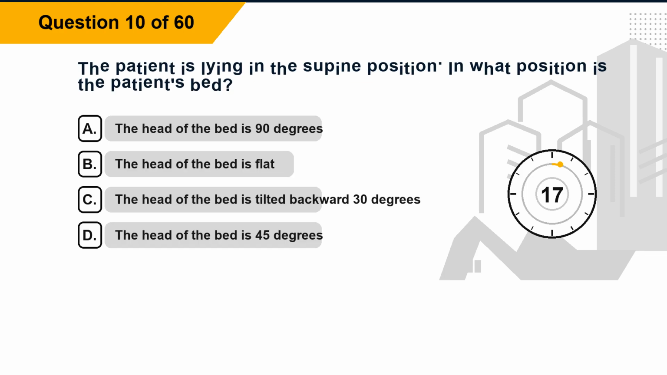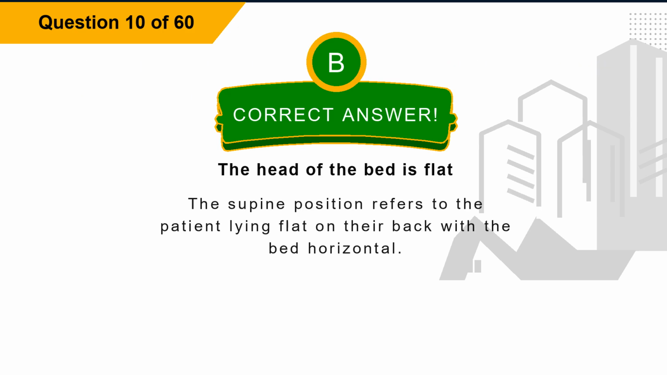Question 10. The patient is lying in the supine position. In what position is the patient's bed? Option A. The head of the bed is 90 degrees. Option B. The head of the bed is flat. Option C. The head of the bed is tilted backward 30 degrees. Option D. The head of the bed is 45 degrees. The correct answer is option B. The head of the bed is flat. Explanation. The supine position refers to the patient lying flat on their back with the bed horizontal.